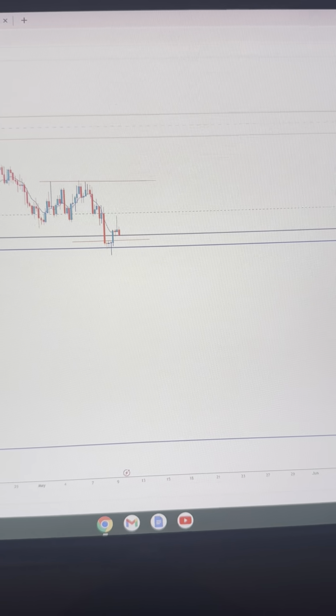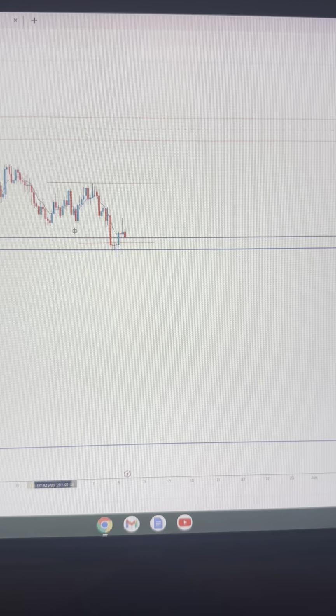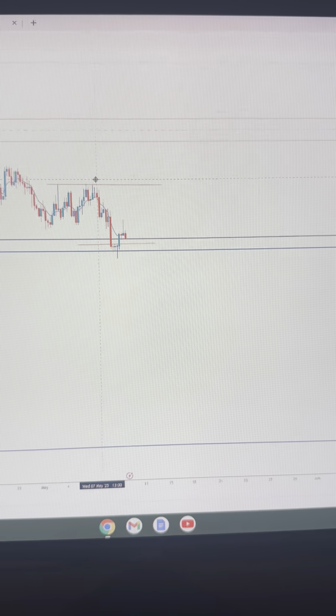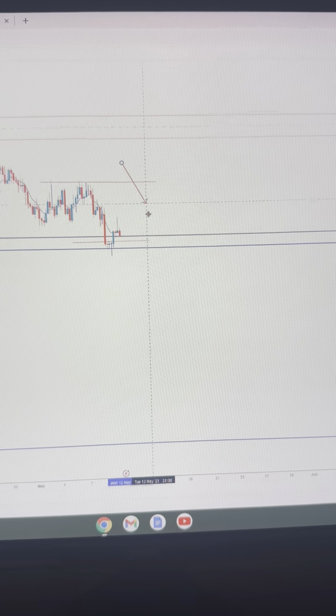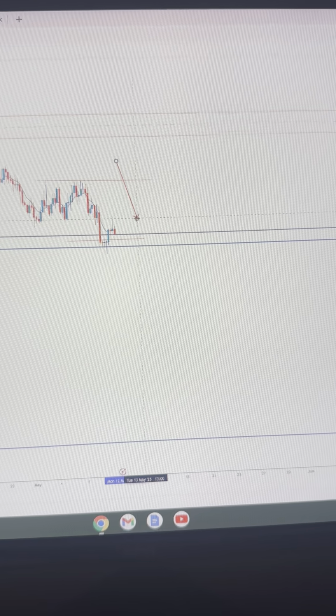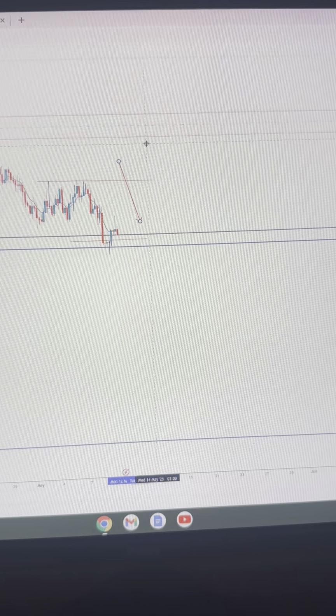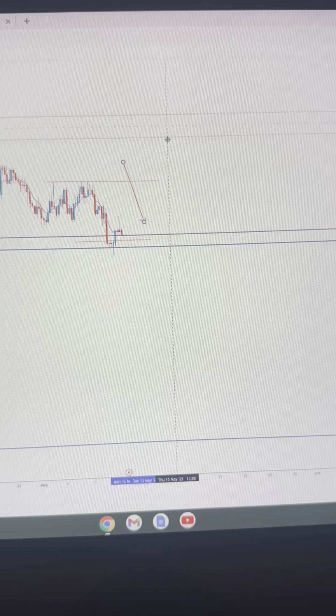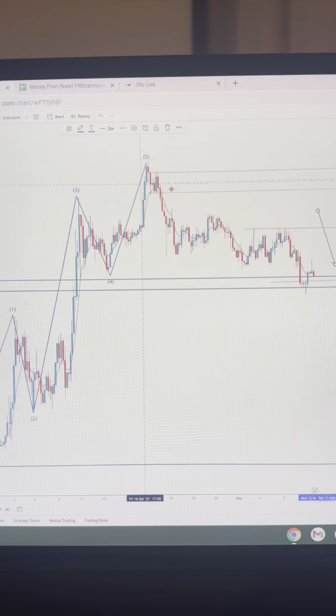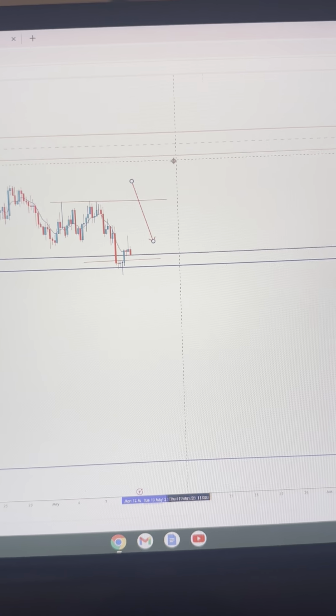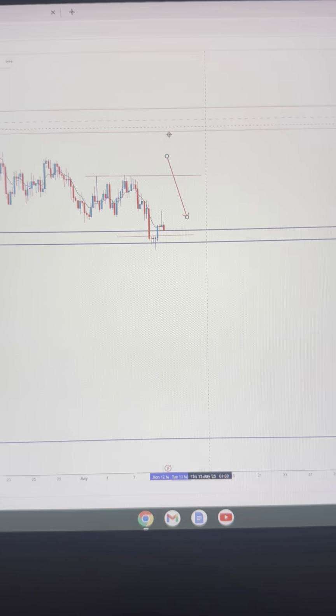There you go. Okay. I would like to see the market pull up, choke this area, push back down to a demand zone before we catch this market back up to this zone right here. And this is where I'm looking to buy back up into this zone.